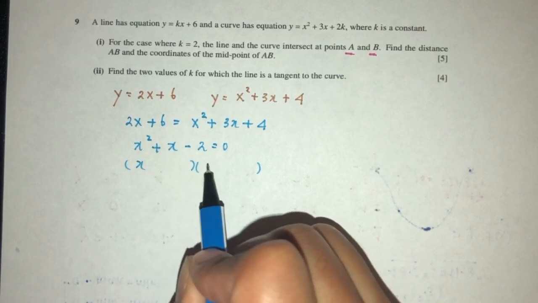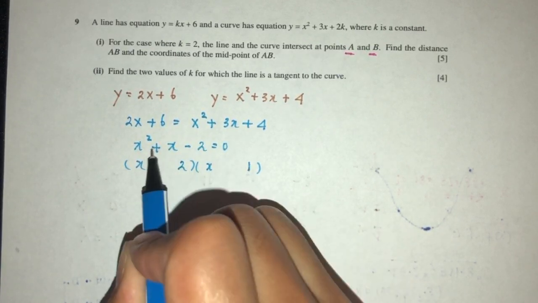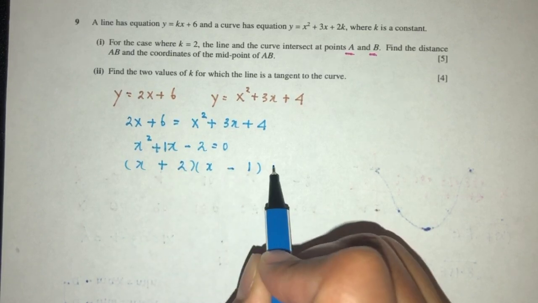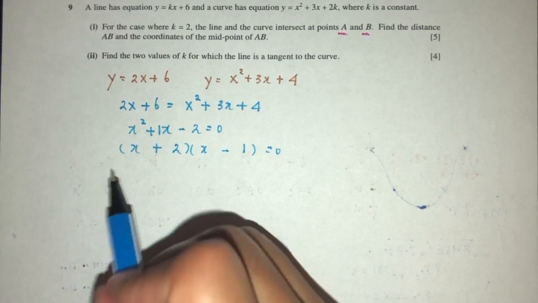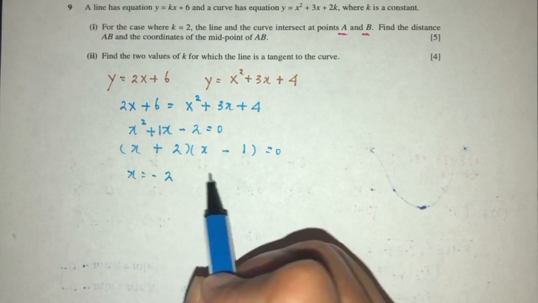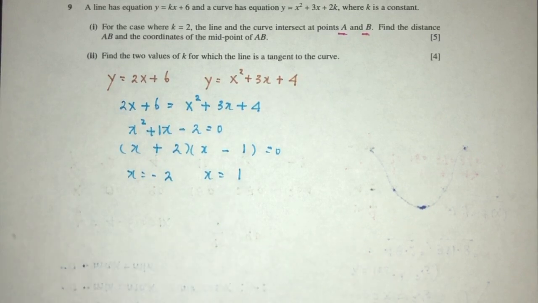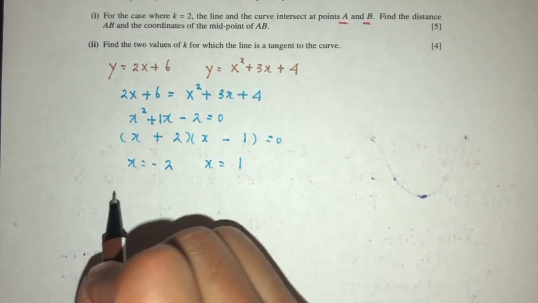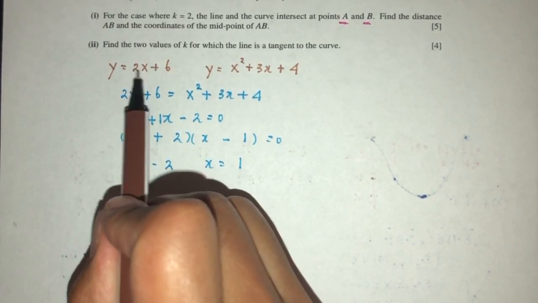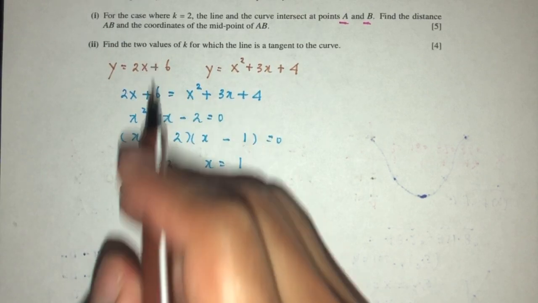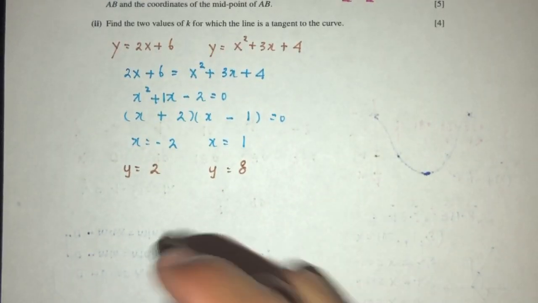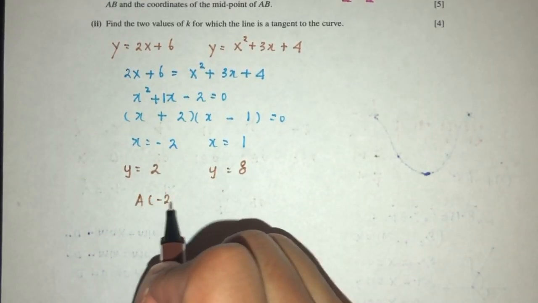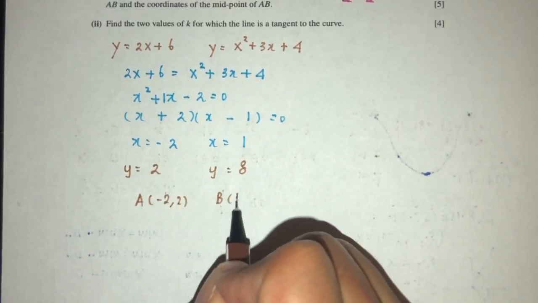That will be x times x, 2 is 2 times 1, plus 1 is plus 2 minus 1, right? Now again, if you don't know how to factorize, you can always use your formula to find the values of x. x will be minus 2, x will be the value of 1. Let's find the corresponding value of y. Replace back in your equation. So 2 times minus 2 is minus 4, plus 6 should be 2. Here we have, that should be 8. So the point A should be minus 2, 2. The point B should be 1, 8.